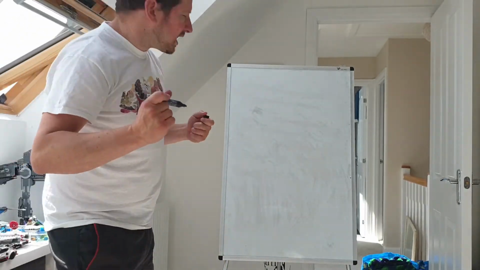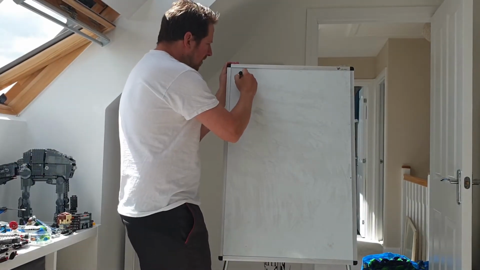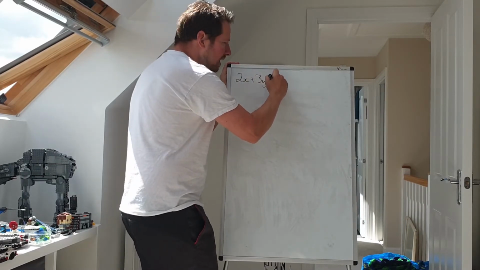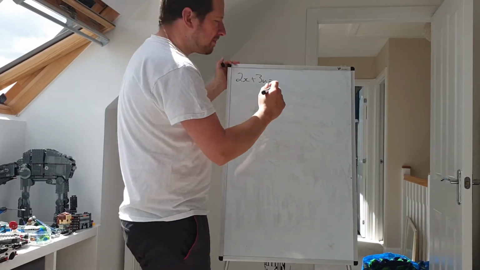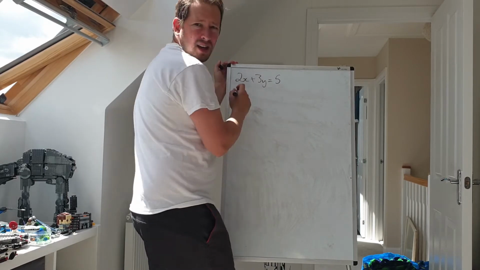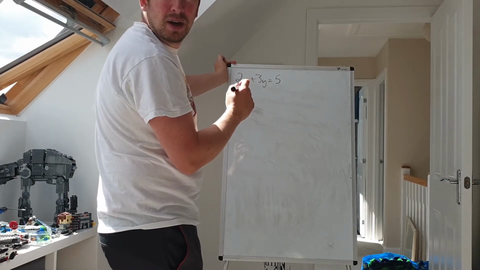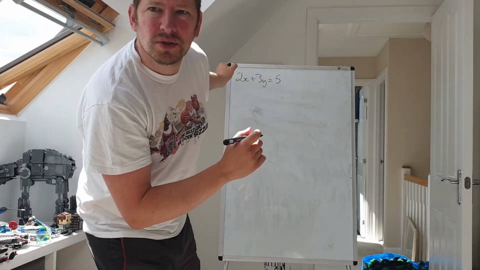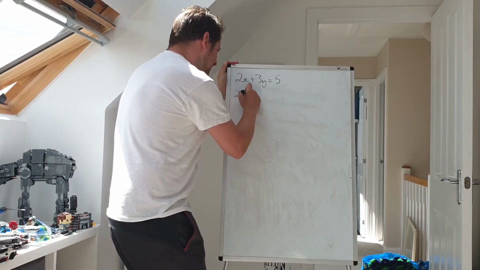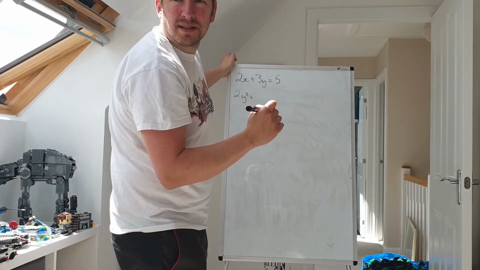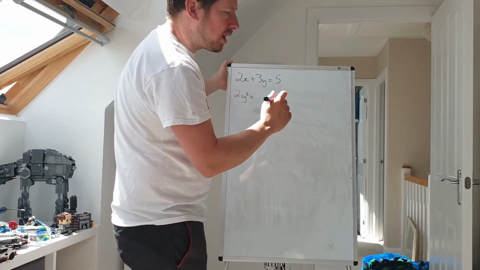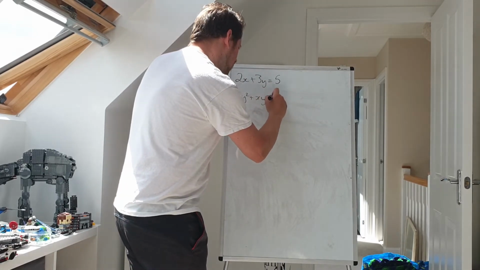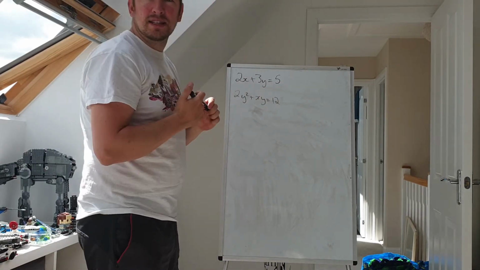Oh yeah, this one is trickier. So we've got 2x plus 3y equals 5, and we've got 2y squared plus xy equals 12. And we've got to solve these simultaneously.